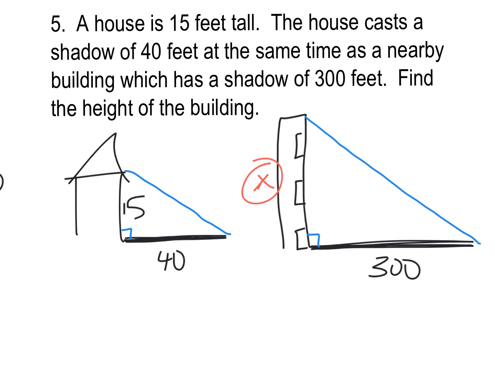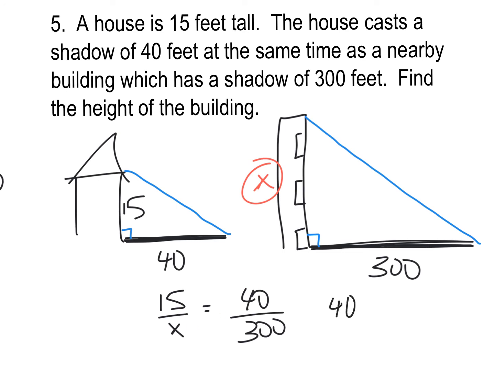So again, what we have to do is set up a proportion. So I'm going to just do, first thing I think of, 15 over x equals 40 over 300. Very simple. And so that's what my proportion looks like. I'm not exactly sure what 15 times something gives me 40, so I'm going to do the long way.